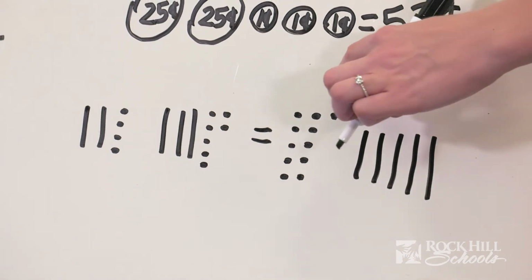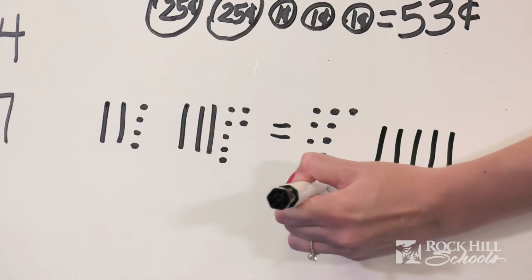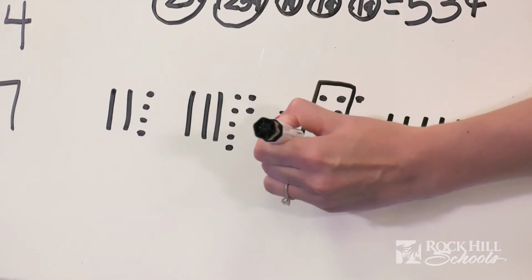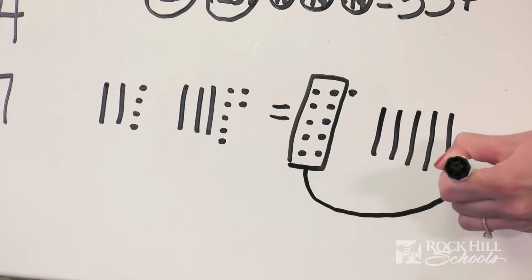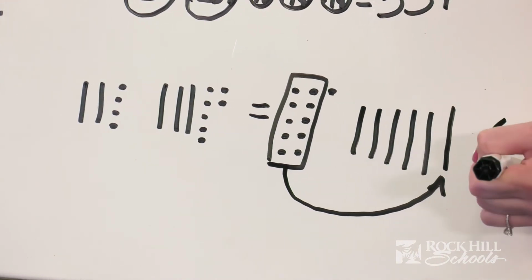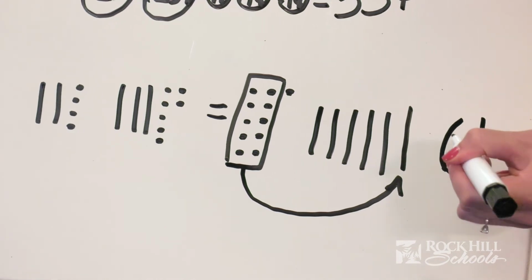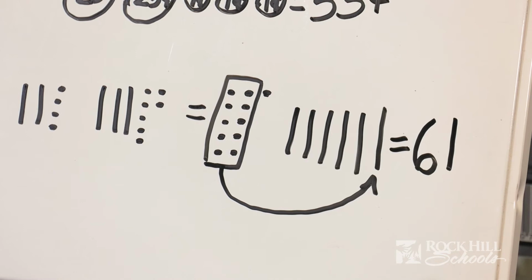But we also have to look that we have 10 units right here. And when we have 10 units, we know that we have to exchange that for a rod. So that now gives us 6 rods and 1 unit. So 24 plus 37 is 61.